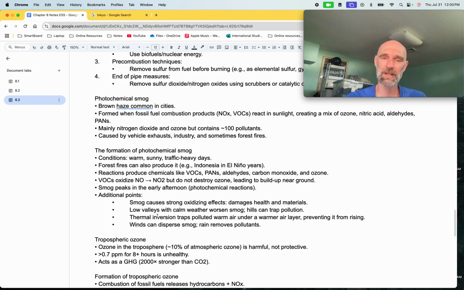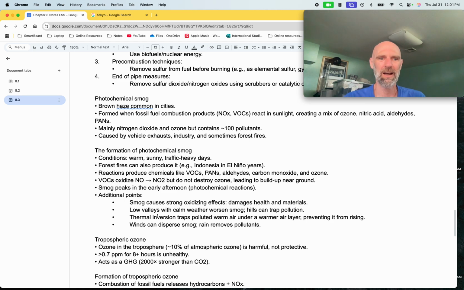Caused by vehicle exhaust, industry, and sometimes forest fires as well. So not all of them are anthropogenic, although most of them are. The conditions you need for the formation of photochemical smog are warm, sunny, traffic-heavy days. So think of Hartford rush hour traffic in the summer.